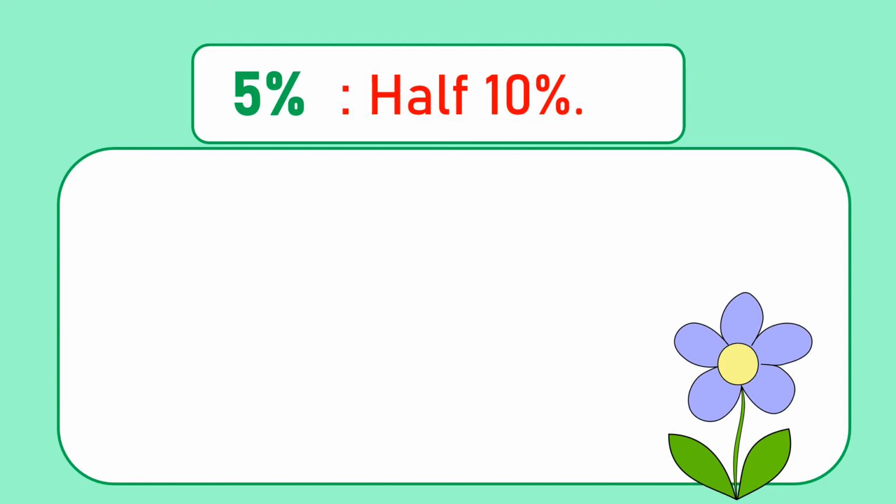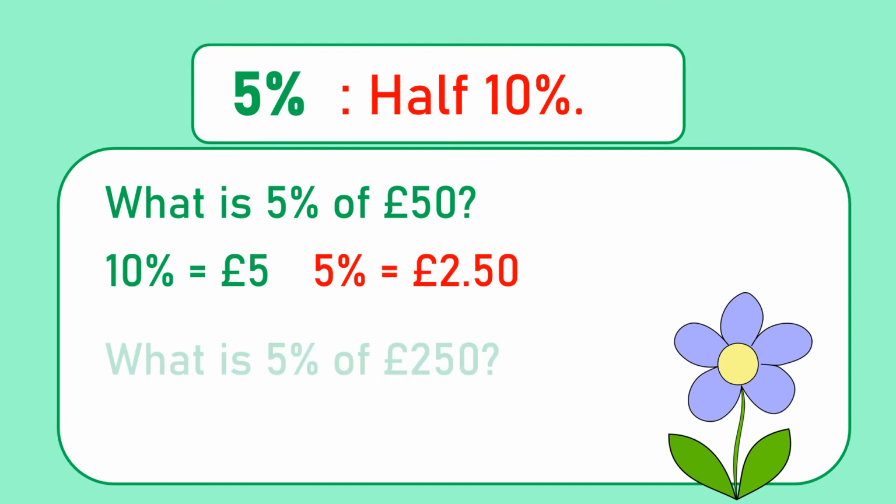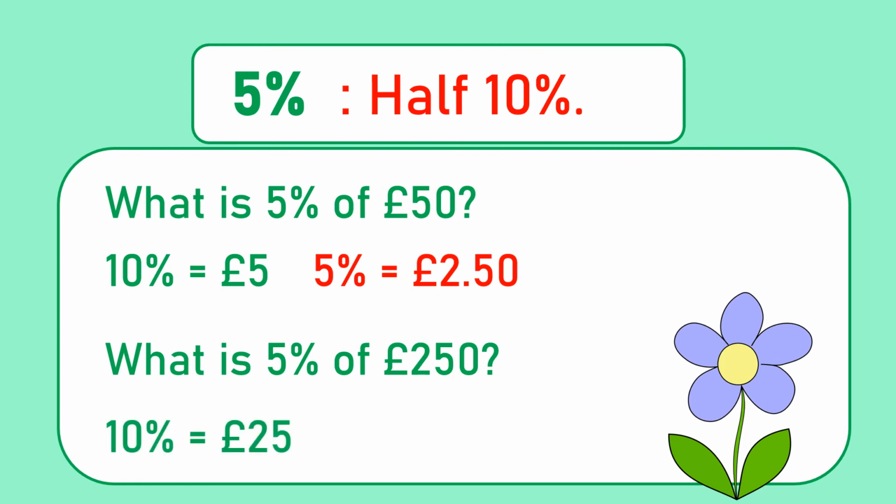So 5% is half of 10%. So here the 10% is coming in useful. Again, we know that 10% of £50 is £5 because we've worked that out. So to work out 5%, we half it, which gives us £2.50. And similarly, 5% of £250, we already know what 10% is. So if we halve that £25, we get £12.50, which is 5%.